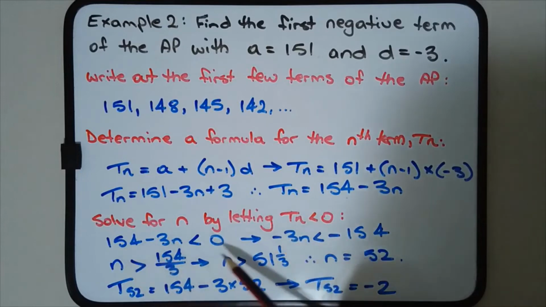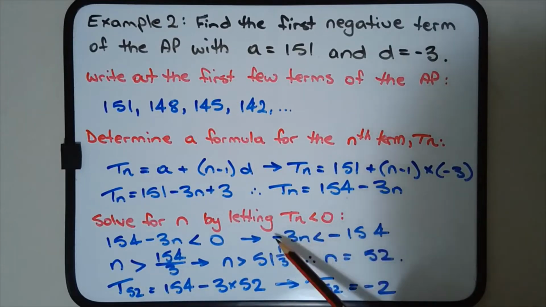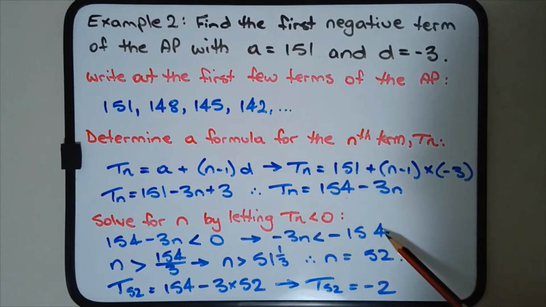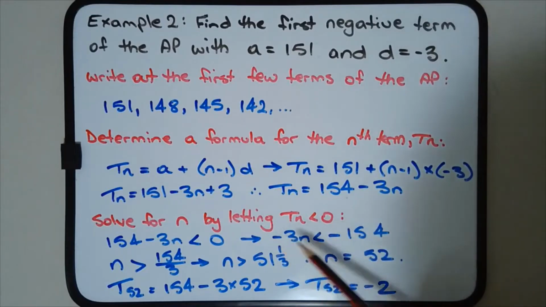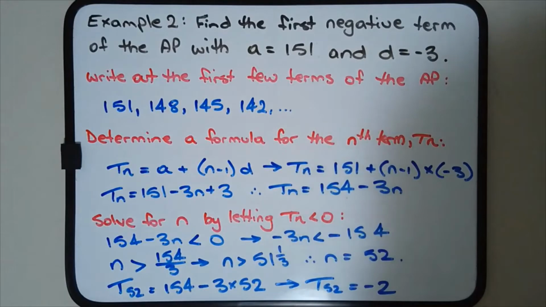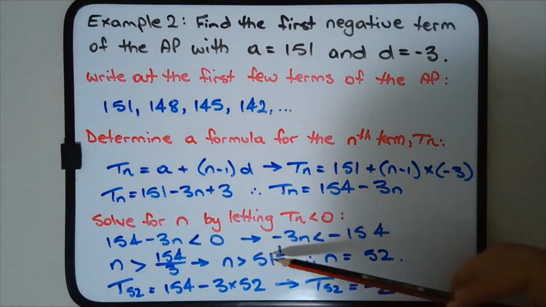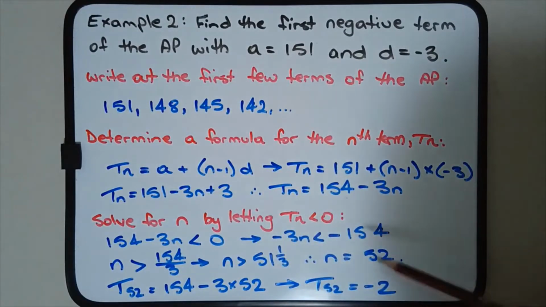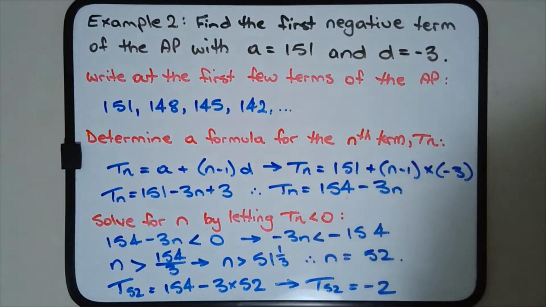Subtracting 154 from both sides, so we'll make -3n the subject of the formula, so -3n is less than -154. Next, we divide both sides by -3, and in doing so, we need to flip the inequality sign. So instead of it being less than, it now becomes greater than. So n is greater than 154 over 3, and just expressing that as a mixed numeral, n is greater than 51 and a third. So we need an integer that is higher than 51 and a third, of course. So the next integer along is n equals 52, which means that's the 52nd term. That is the first negative term of this AP.